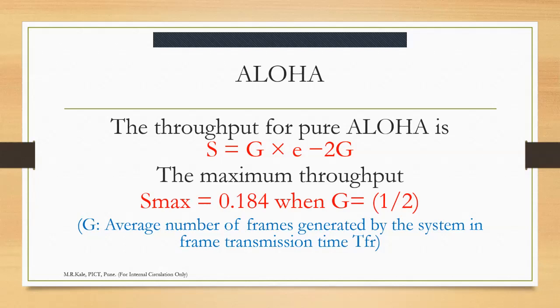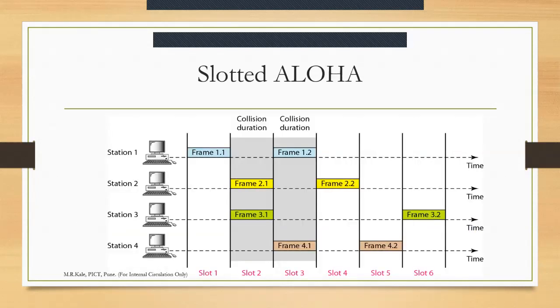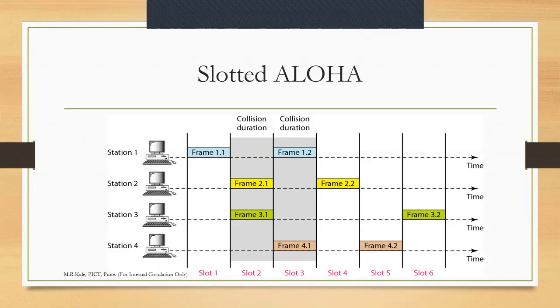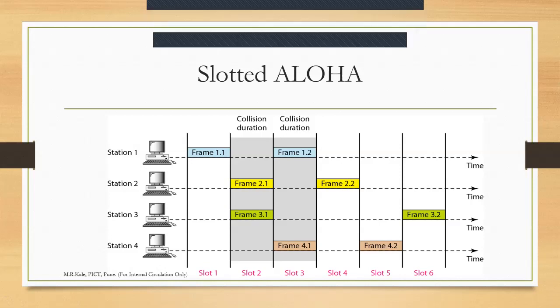And so ALOHA is a protocol which is not used in practice, but this was the basic protocol which was designed with a lot of assumptions. The other protocol is slotted ALOHA. This is a betterment or improvisation of the ALOHA protocol. Here, the time is divided into various slots. As you can see in the diagram, time is divided into slots, and the stations can send the data only at the beginning of the slot.